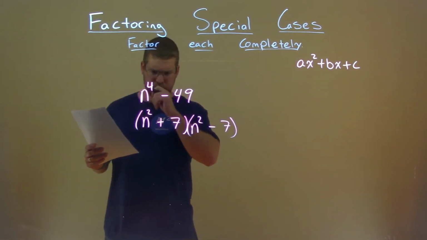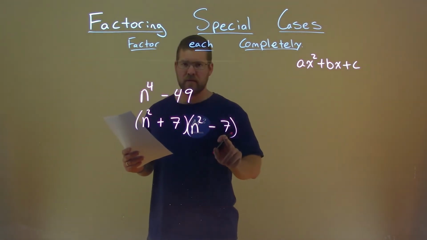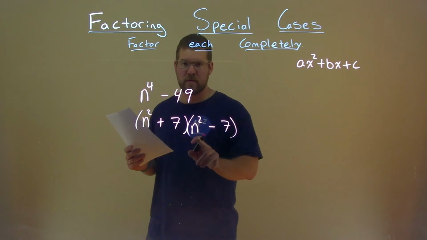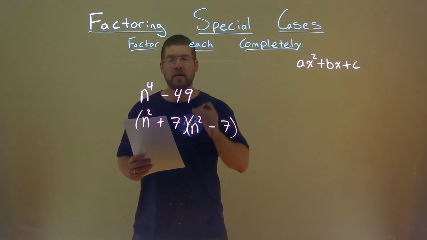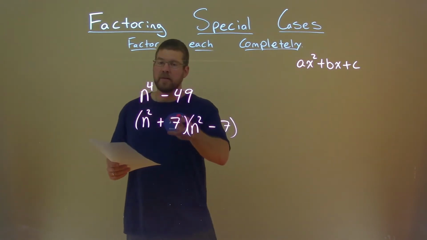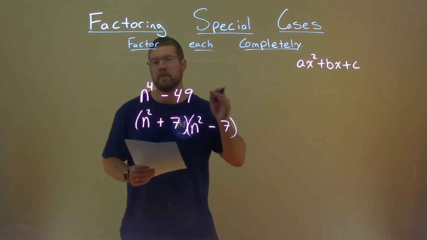But watch this. Excuse me, n squared times a negative 7 is a negative 7n squared. 7 times n squared is a positive 7n squared. We add them together, we get 0. And so we actually have our answer here: n squared plus 7 times n squared minus 7.